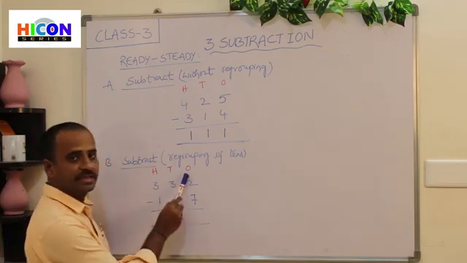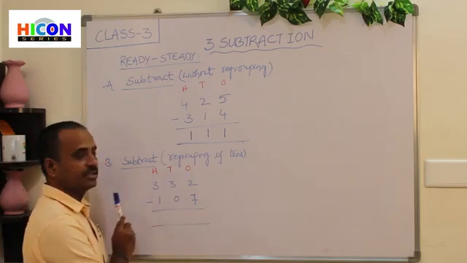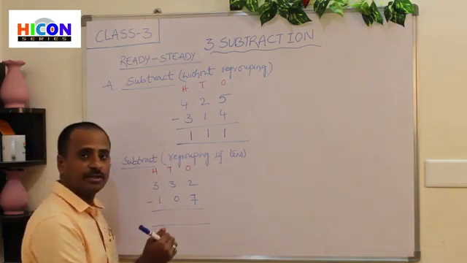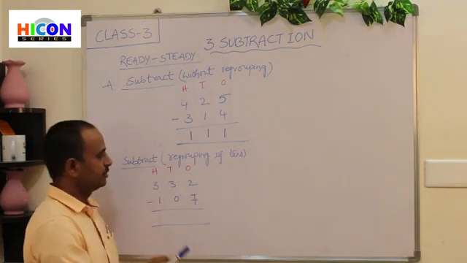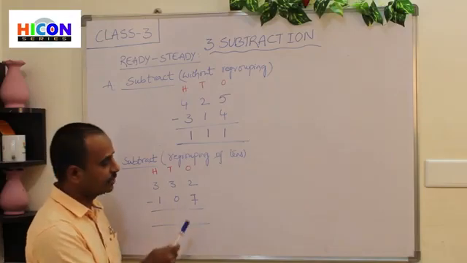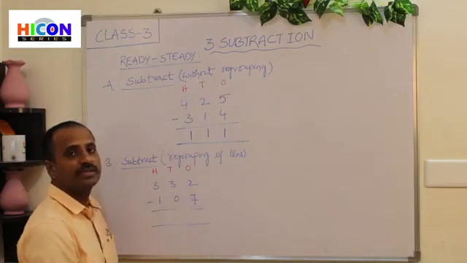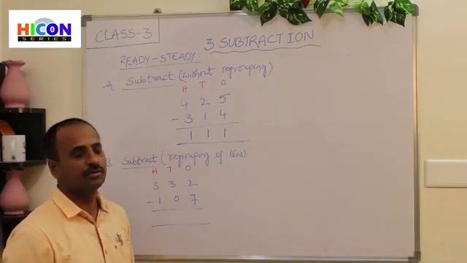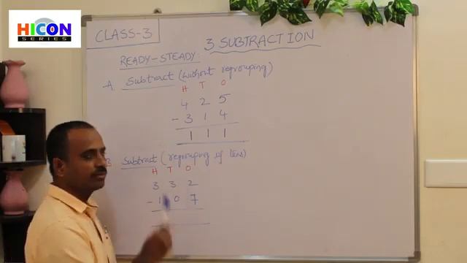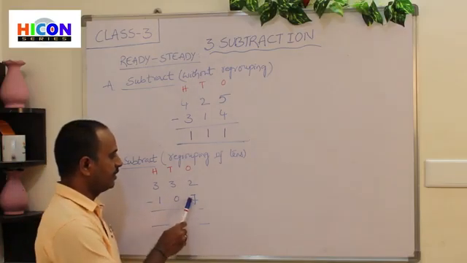So here both numbers are 3-digit numbers. So this is ones place, tens place, hundreds place. Now start subtraction from the ones place. So what are the digits present under ones place? 2 and 7 are present under ones place. So now subtract 7 from 2.